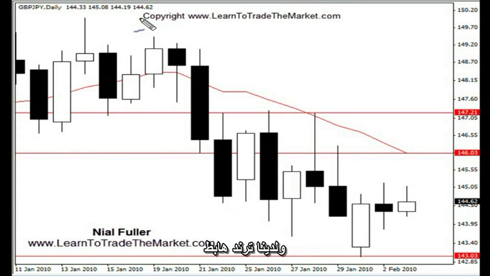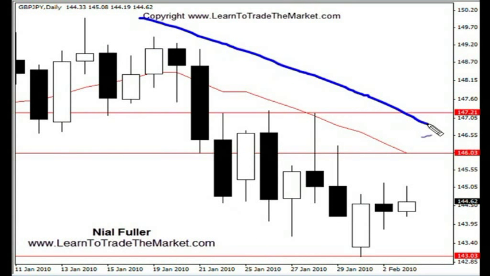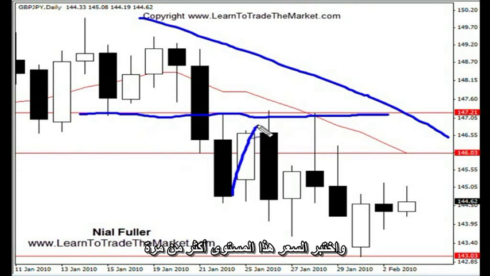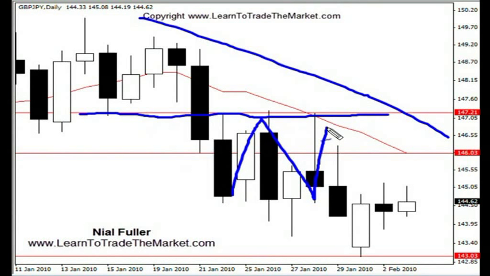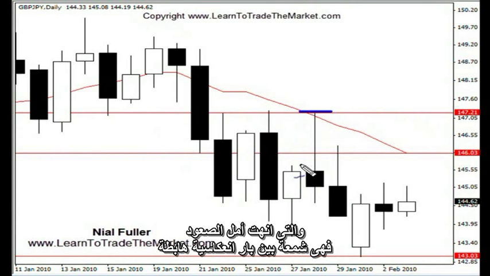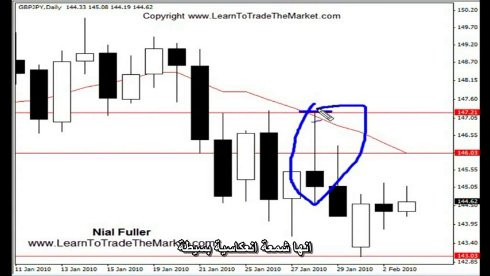Now we have the downtrend in place. We have identified the bias as being bearish, and you can see the market has broken this 147 level and then retested it on several occasions. What I've then done is identified the price action signal here, which terminated an upward move at 147. It was a nice bearish reversal pin bar, a very simple reversal bar.